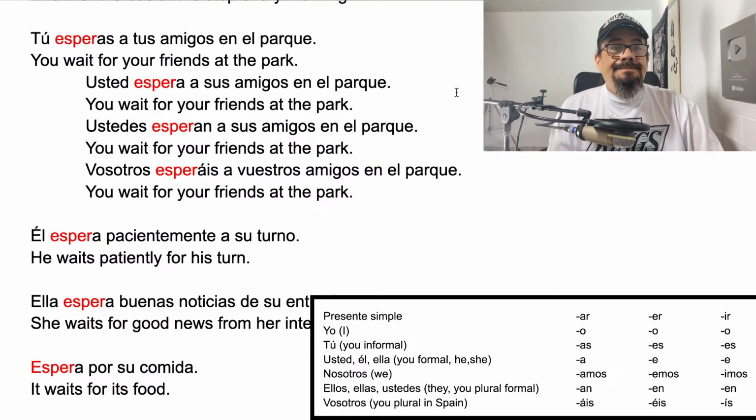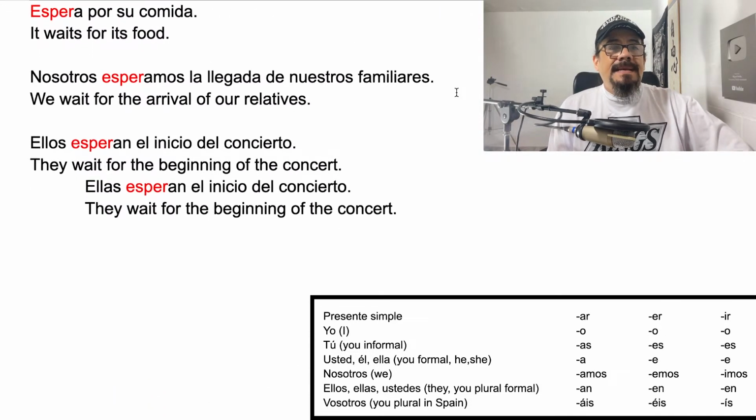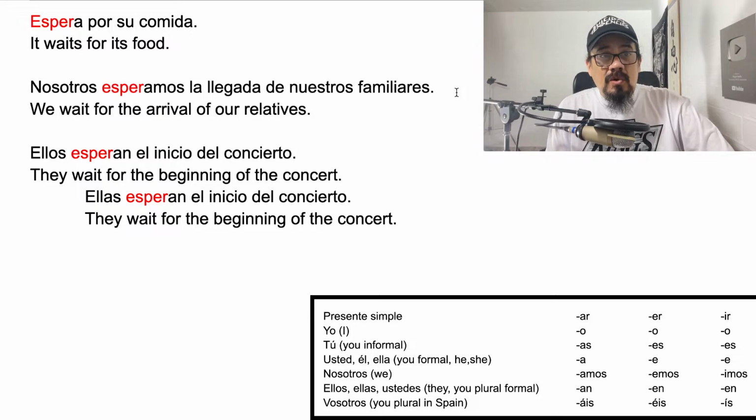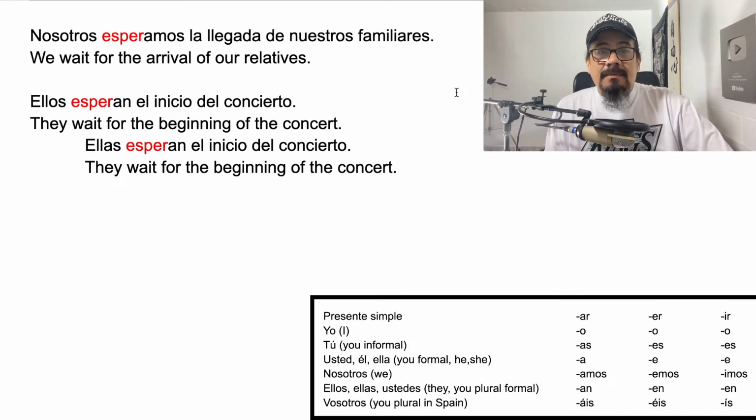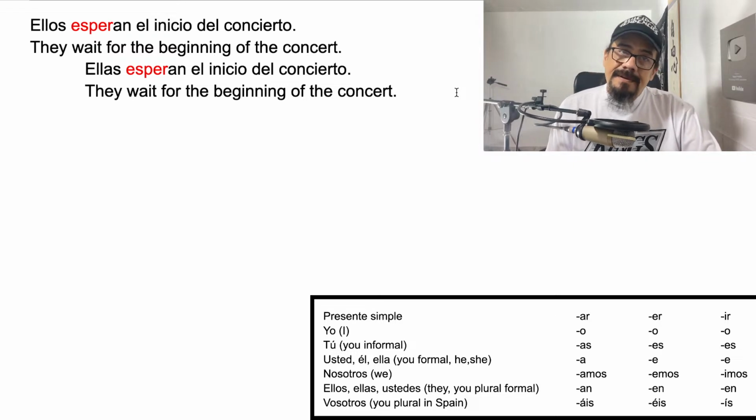So, espera por su comida. It waits for its food. Nosotros esperamos la llegada de nuestros familiares. We wait for the arrival of our relatives. Nosotros esperamos. Ellos esperan, male, el inicio del concierto. They wait for the beginning of the concert. Ellas esperan el inicio del concierto. They wait for the beginning of the concert. Female, same conjugation.